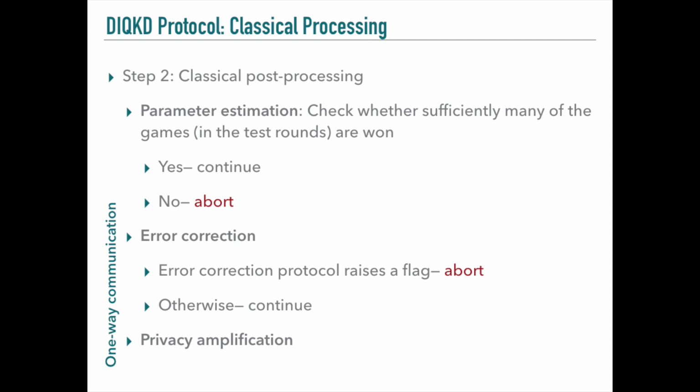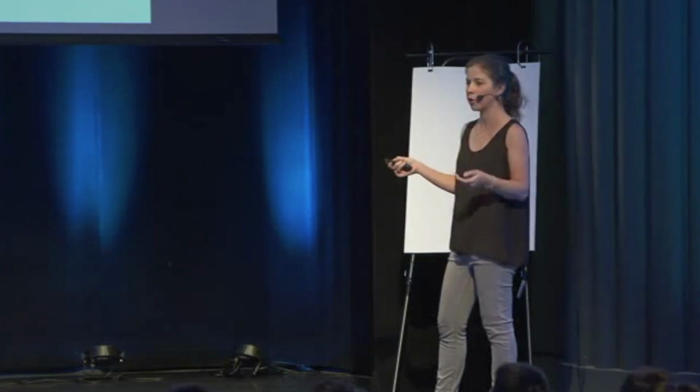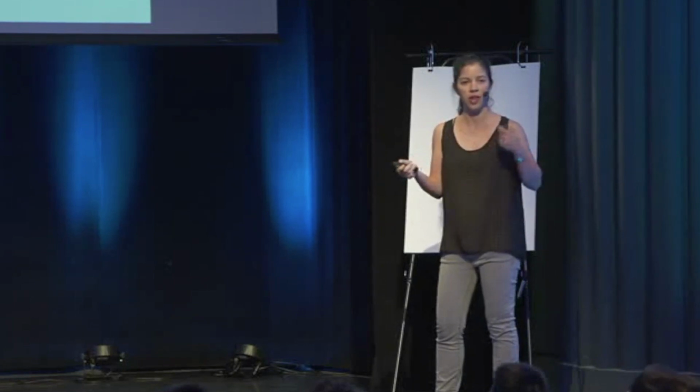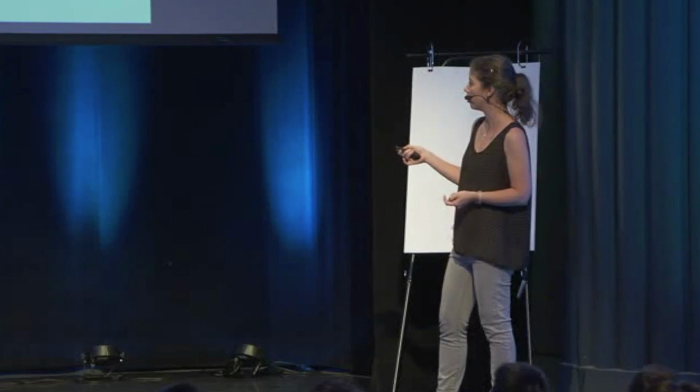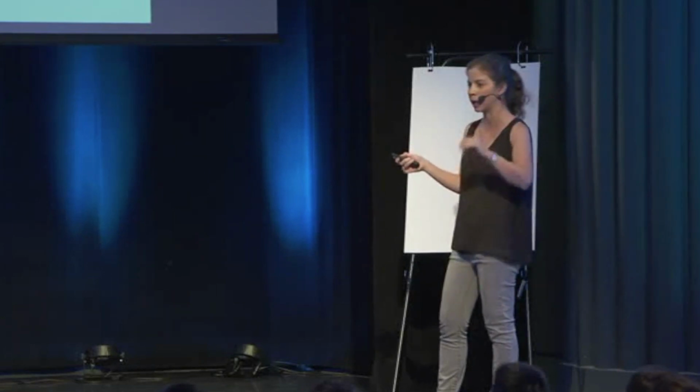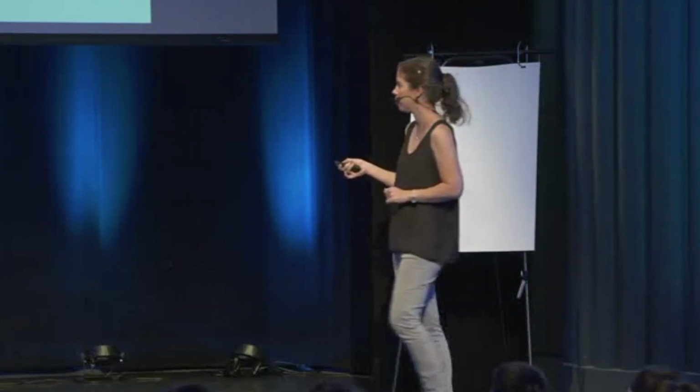Okay, so this was the parameter estimation. We choose whether to continue or abort, and then there are two additional steps that I will describe in slightly more detail later. But let me just mention, we have an error correction step. This is a part where we want to make sure that Alice and Bob share the same data, because we want them to have the same key in the end. In this step also there is a point in the protocol where we can abort if it doesn't work.